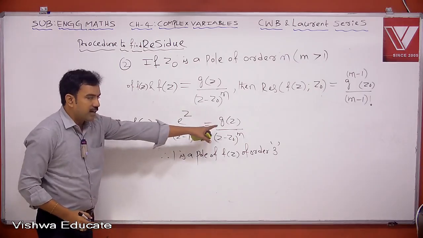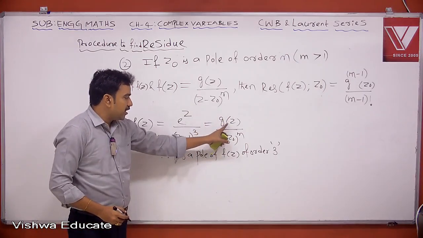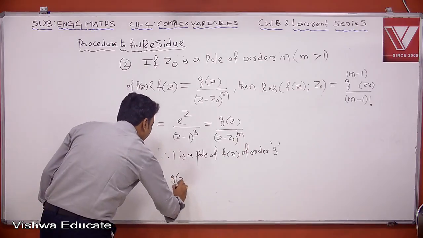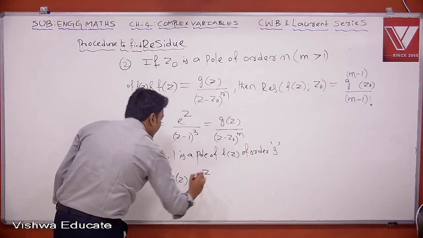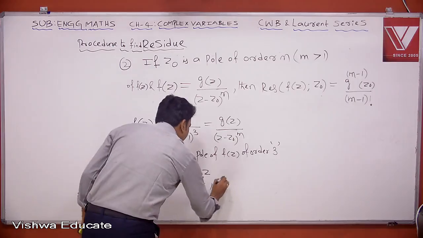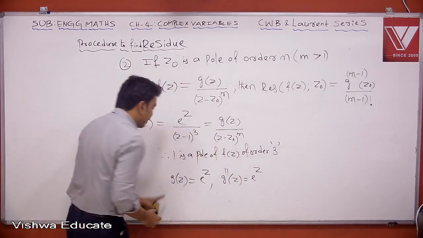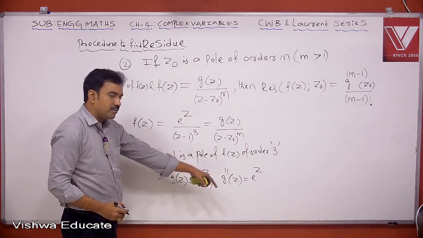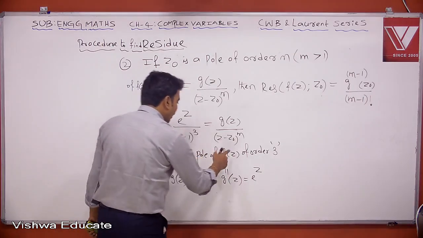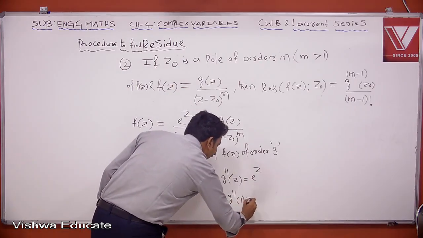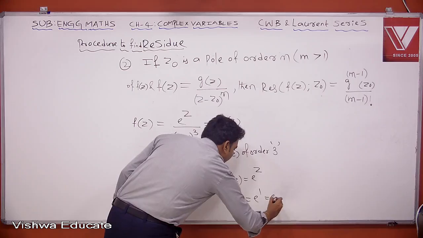So to get the residue we need to differentiate g with respect to z 2 times. What is g of z? g of z equals e power z. Now here the second derivative is again e power z only. Differentiate g with respect to z 2 times, again you will get e power z only. But here z naught is 1. So g double dash of 1 equals e power 1, this is e.